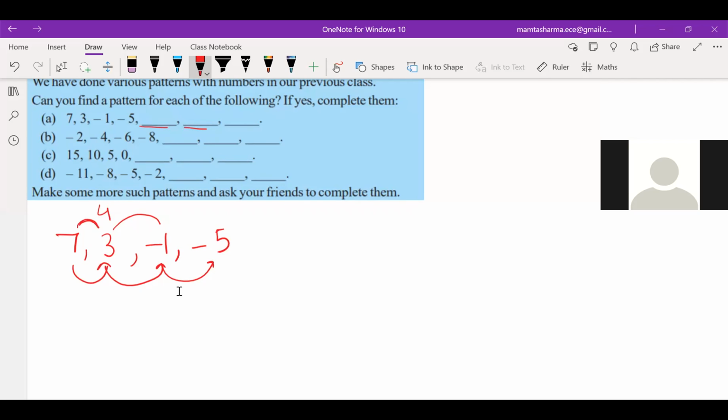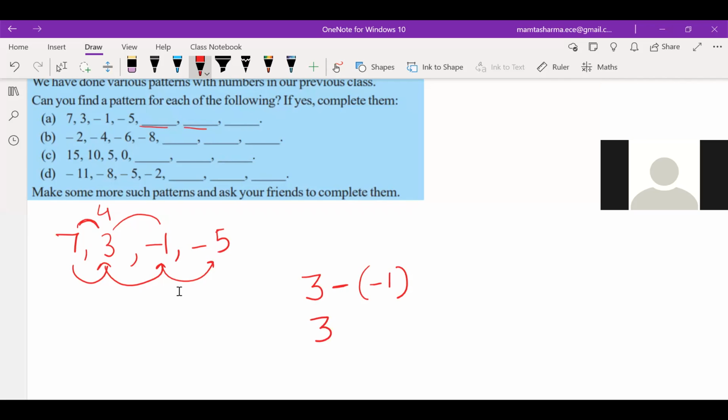What is the difference between 3 and minus 1? Difference 2? No, it is not 2. The difference between 3 and minus 1, difference means 3 minus of minus 1. Correct? It is not 2.